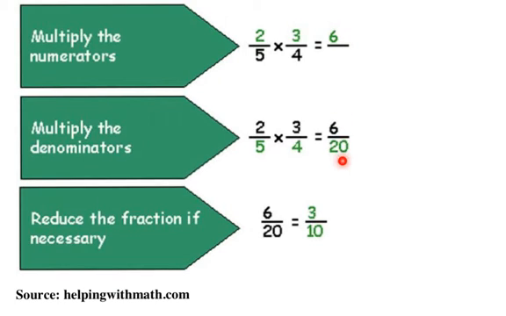However, your answer, which is 6/20 here, might not always be fully reduced. So you're going to learn to reduce that fraction if necessary as your last step. And here, both of these numbers have a 2 in common, so each was divided by 2, the top and the bottom, to get the final answer of 3/10.